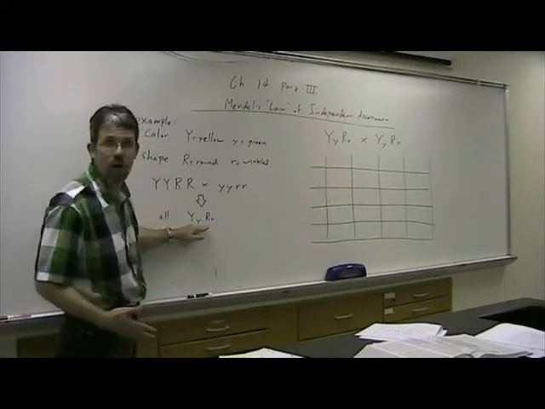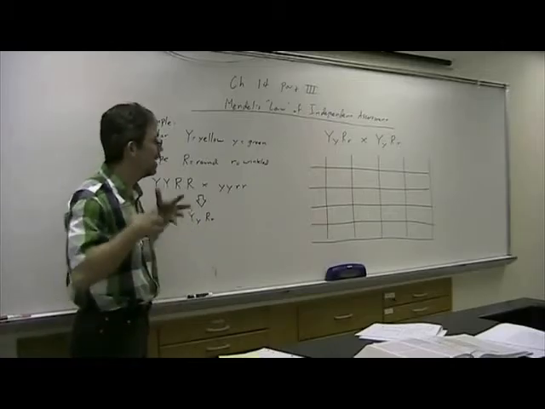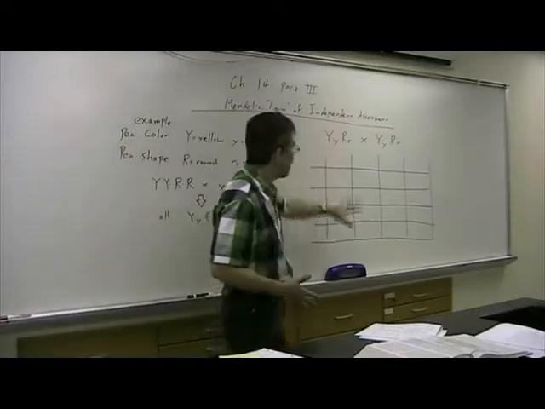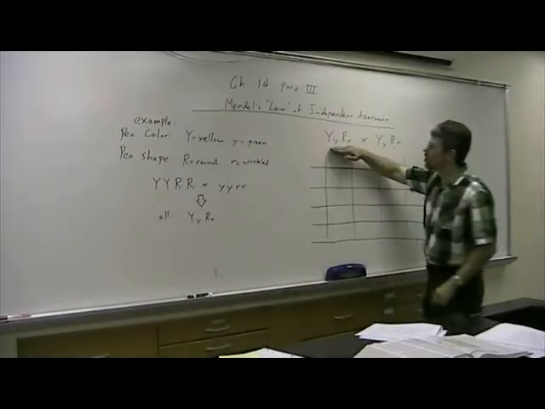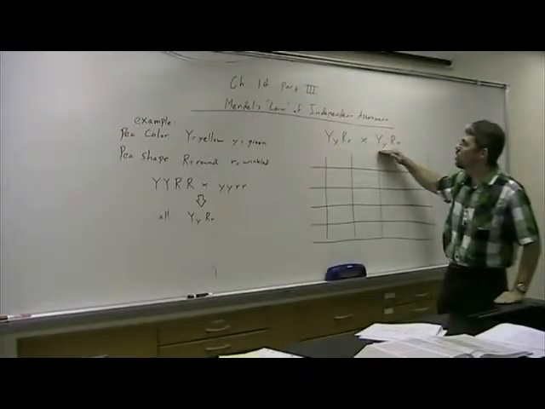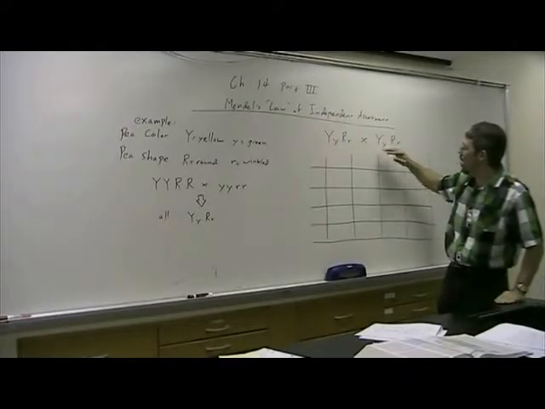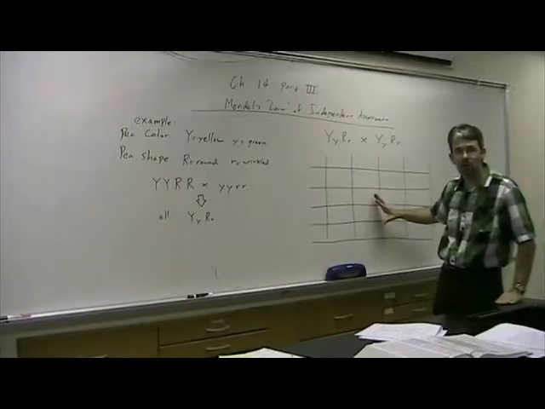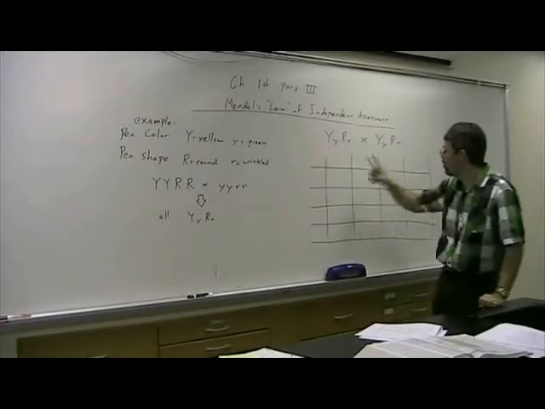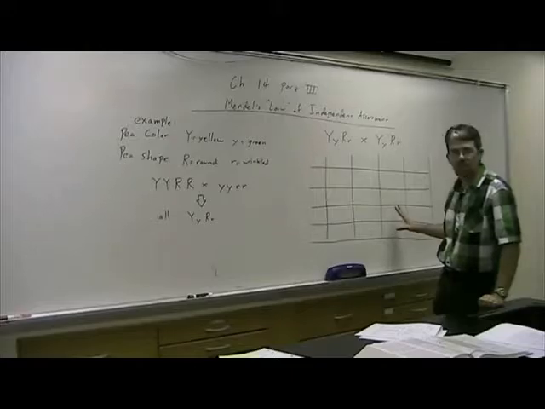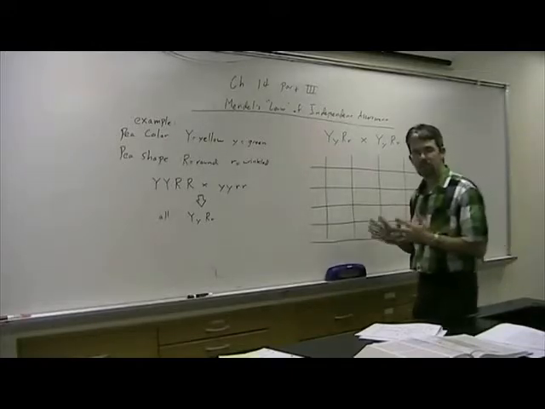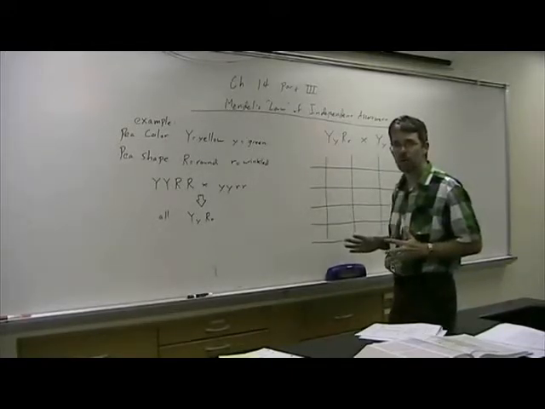But what happens when you cross two of these? Well, independent assortment means you get every possible outcome. So here we're crossing two double heterozygotes, and this time we have to use a dihybrid cross Punnett square, a 4x4 with 16 squares in the middle. Now, even though this looks more complicated, none of the rules have changed.